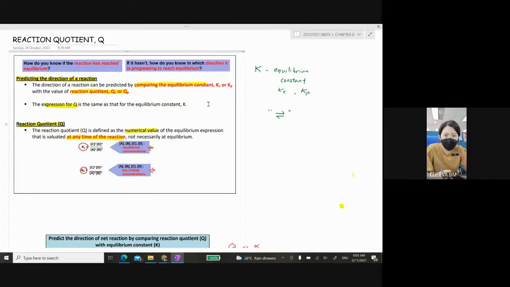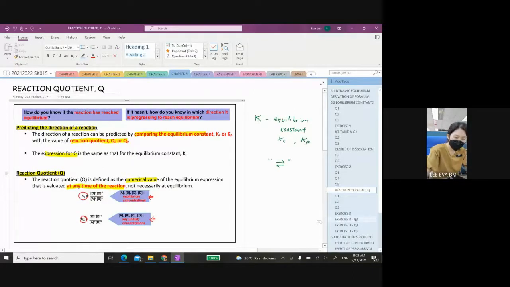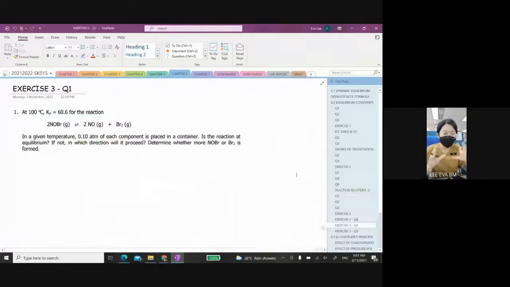Whereas K refers to the equilibrium constant, so K will only happen at equilibrium. We don't say Q cannot be at equilibrium. Q can also be at equilibrium, but it can also be at the beginning of the reaction or towards the end of the reaction. So it's at any point throughout the reaction. It is the relationship between the product and the reactant, similar to our K. So the clue to the questions, you can see from the question itself.